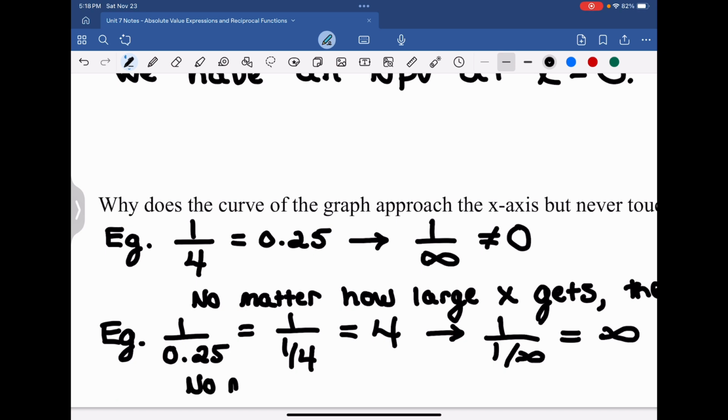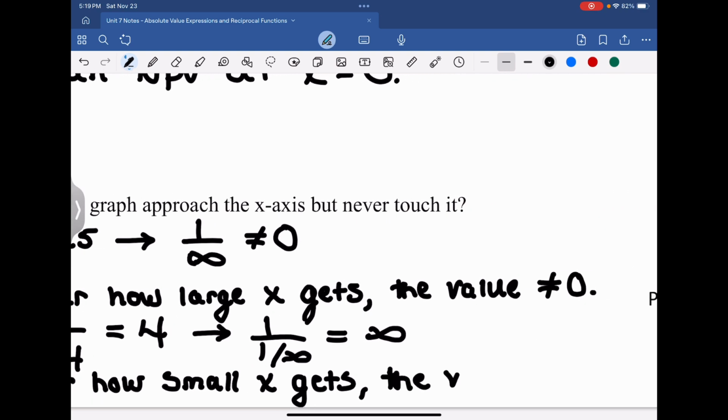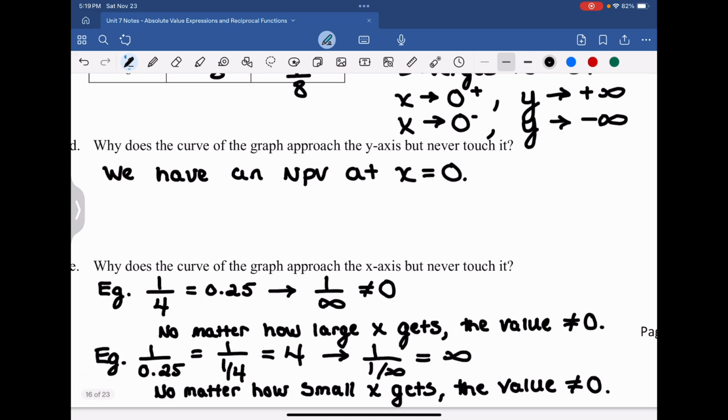So we can say no matter how small x gets, the value will definitely not equal 0, because it's going to be something very large in most cases, or even if it's not large, it will definitely be larger than 0. So no matter which way we go, we can have a small denominator, a large denominator. Either way, it's not going to be equal to 0, and so we're never going to see it cross it. And in fact, this is what we call the horizontal asymptotes of this situation. But we'll get to that.